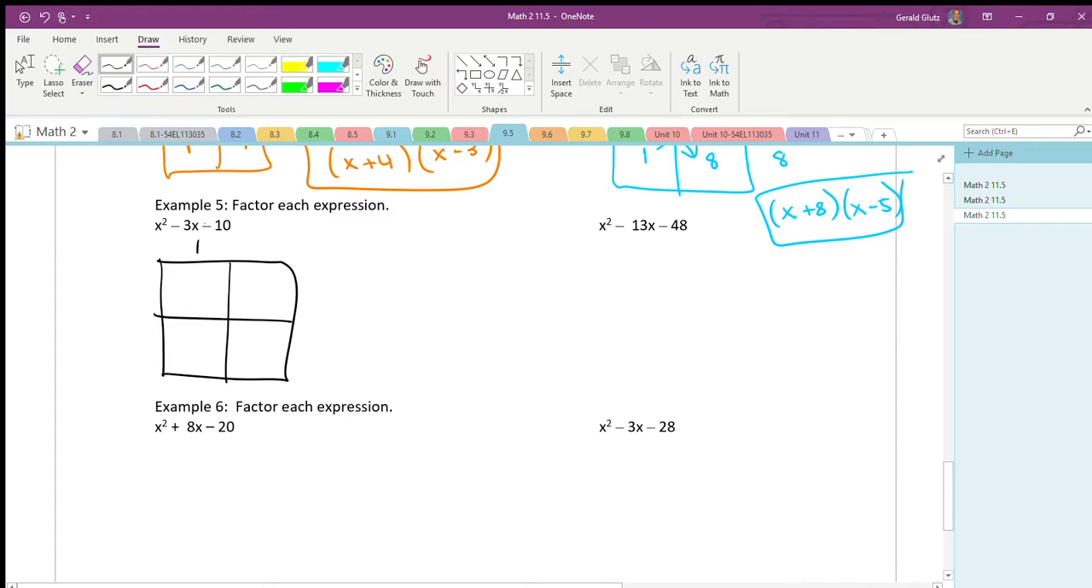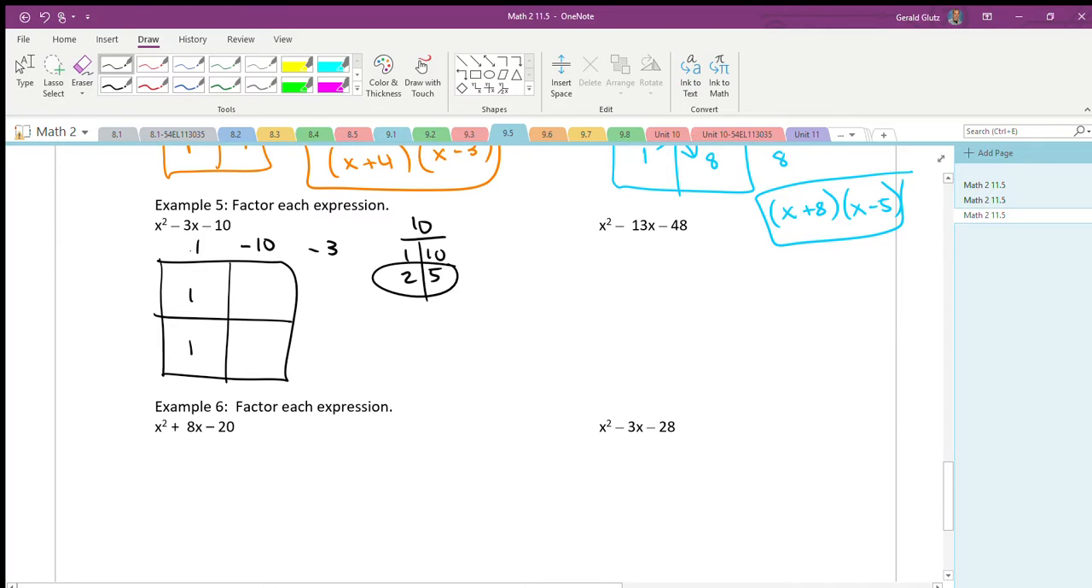So A is 1, C is negative 10, B is negative 3. The factors of 10 are 1 and 10, 2 and 5. They have to add up to equal negative 3. This is a negative, so it's going to be one positive, one negative. Which of these pairs are 3 apart? That'd be 2 and 5.